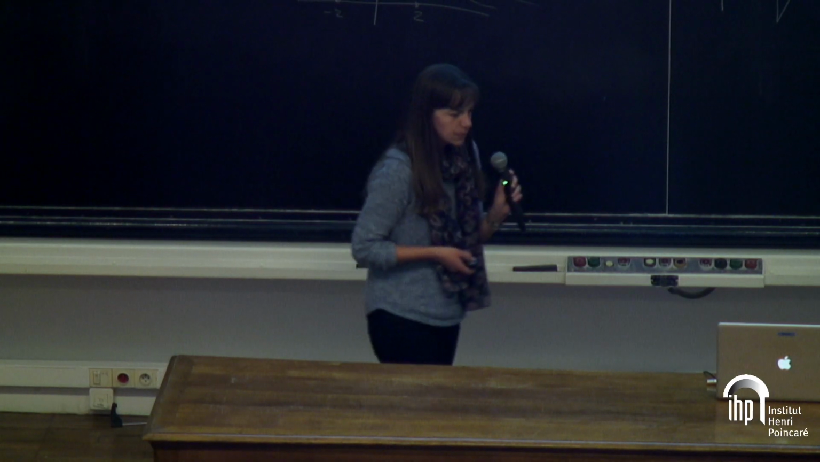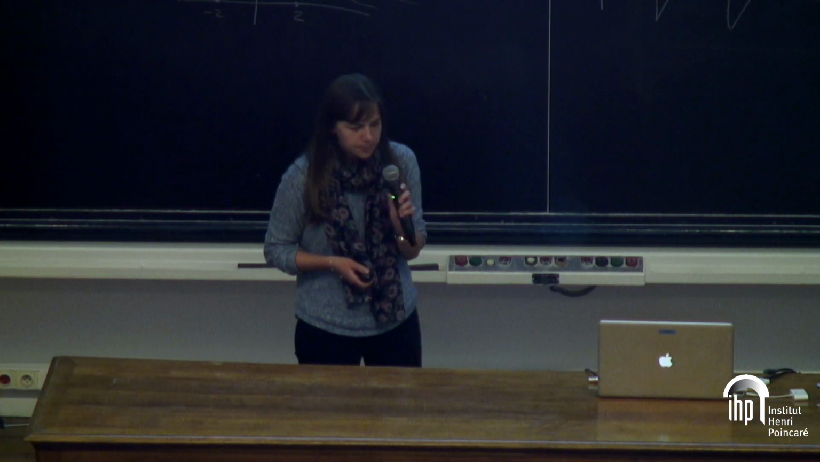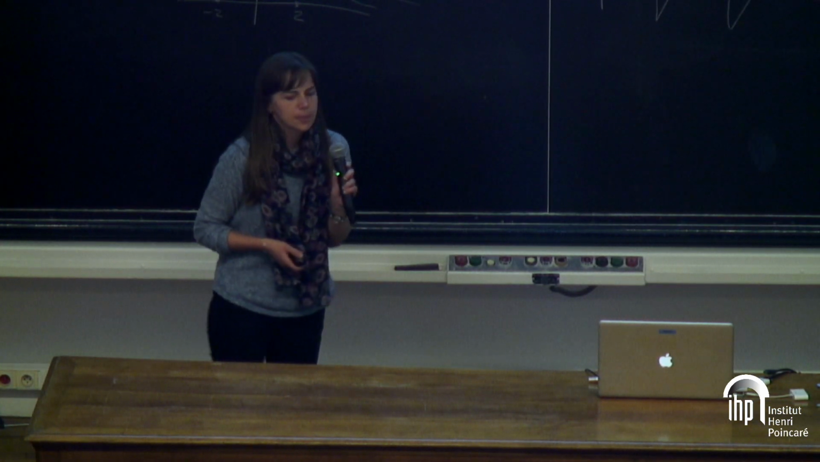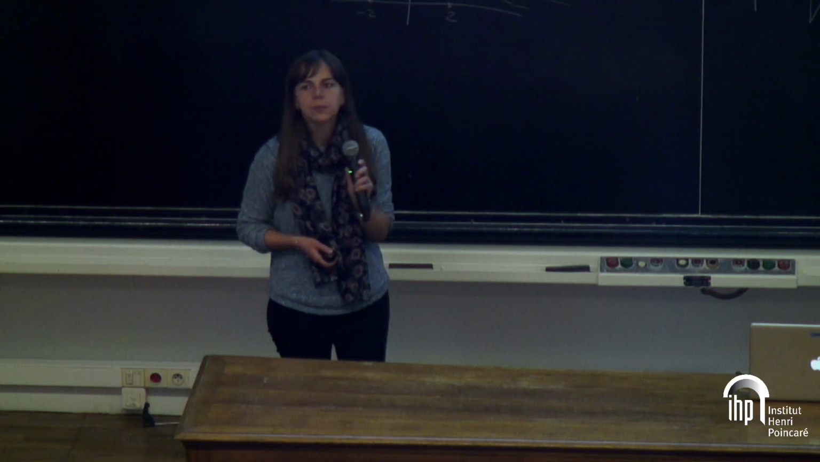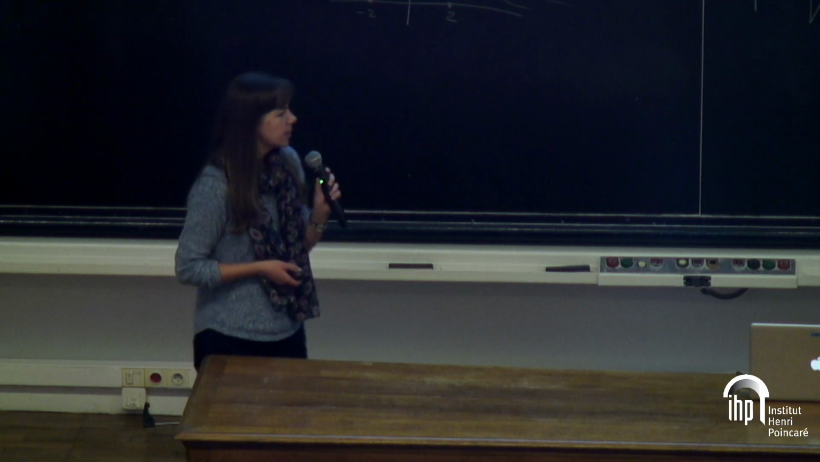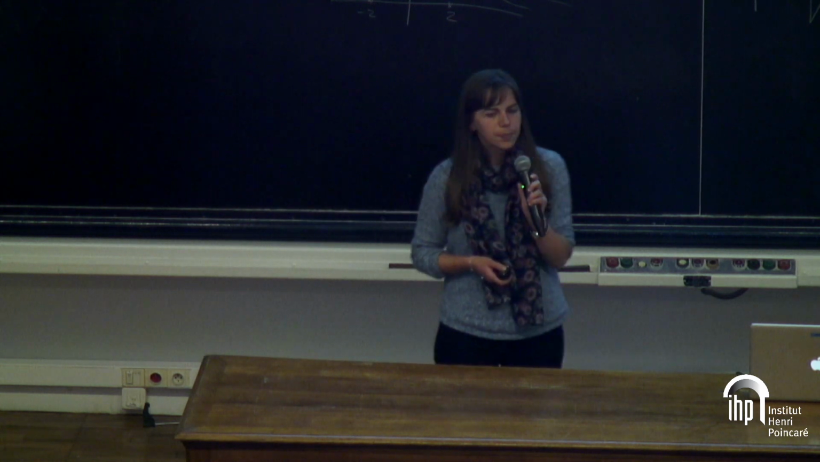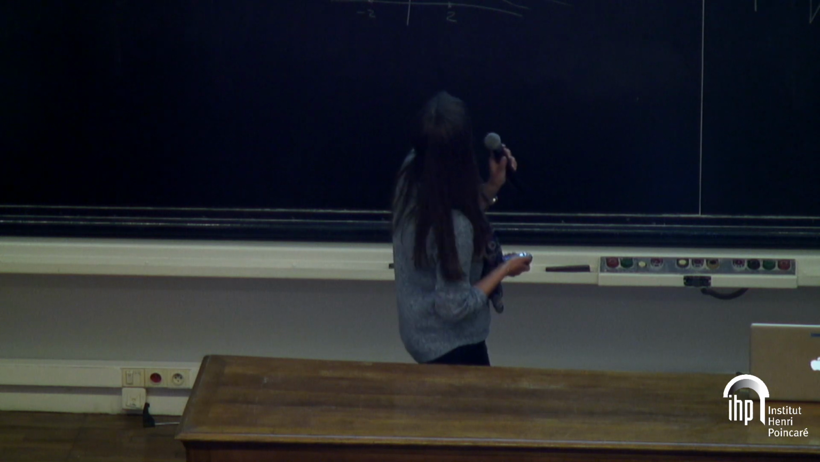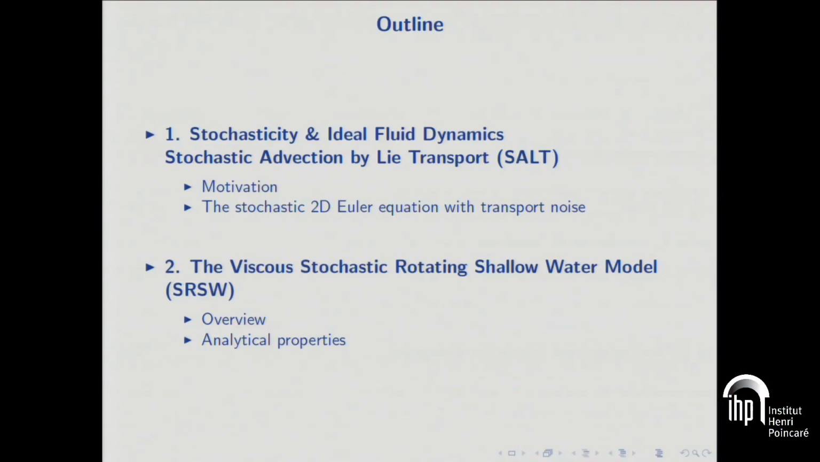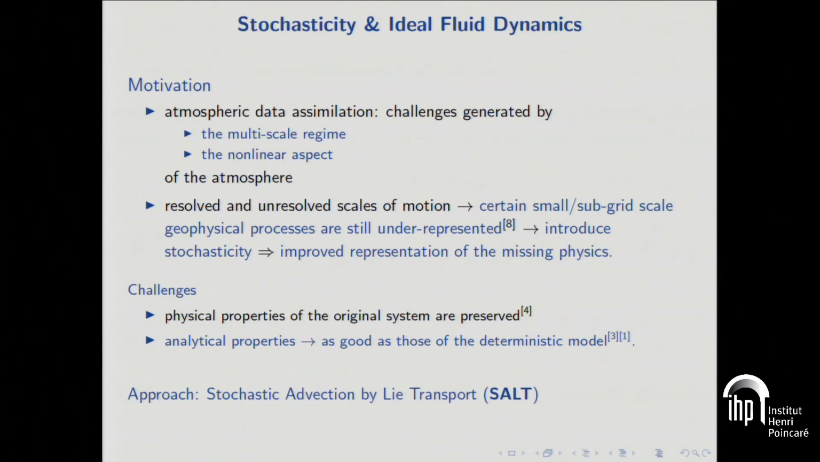Now, I'm not going to go into details related to the approach itself, on the one hand, because it has been presented in details on Monday by one of my colleagues, and on the other hand, because my main focus is not on deriving these models, but on showing that they are well posed. However, I will explain briefly what motivates this approach. Then I will show how the 2D Euler equation looks like with this type of stochasticity, and I will present some results here. And then at the end, I will present the model itself.